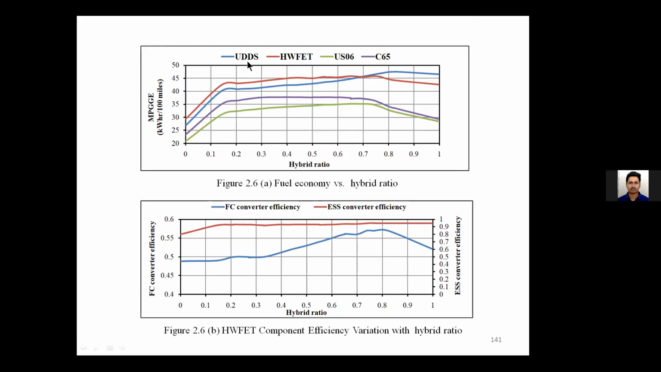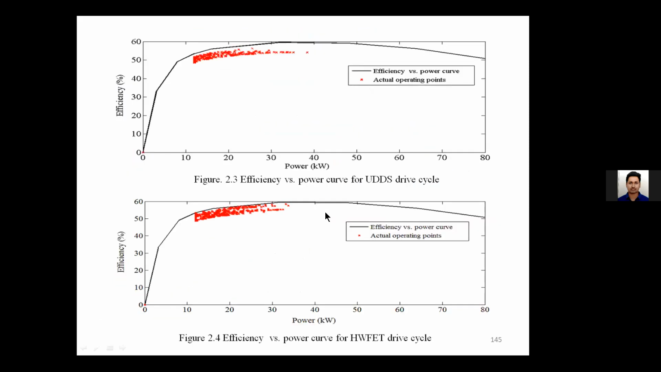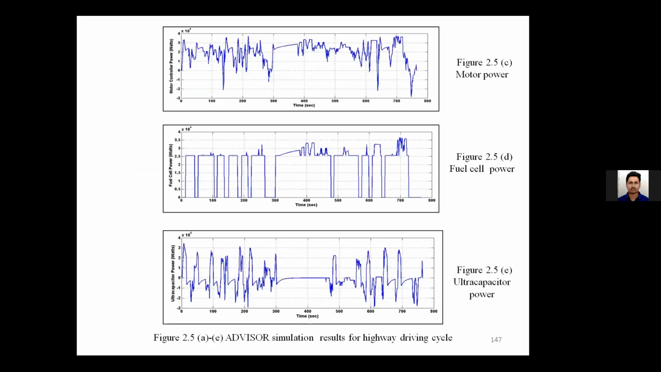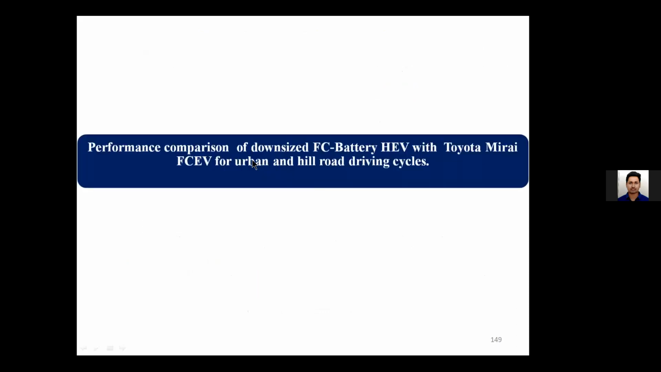So we have different drive cycles, like the urban drive cycle, highway cycle, and all these things. You need to test different performance parameters with respect to these. So one such work I thought of sharing here, which is a part of the downsized vehicle.